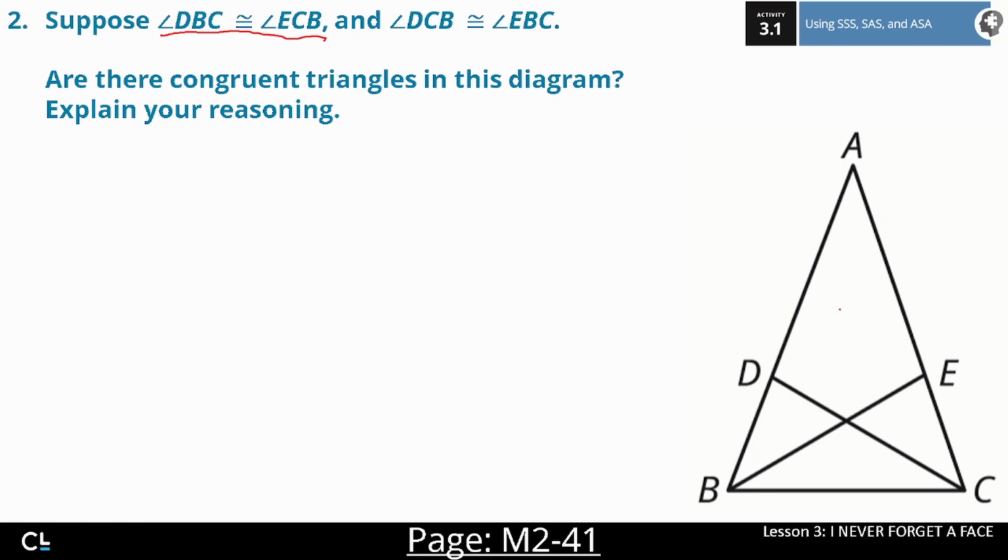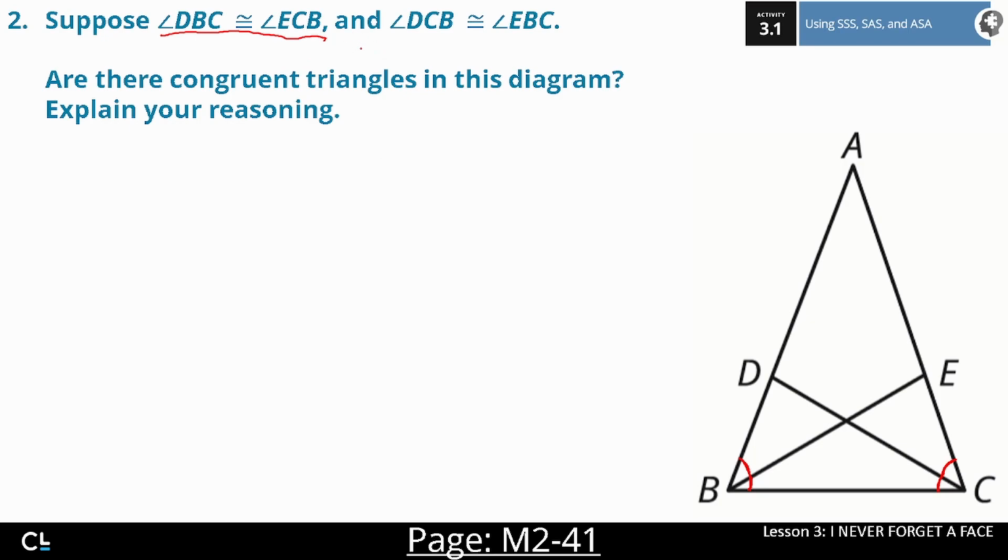So let's mark this up. DBC, where's DBC? We start at D, we go down to B, and we say C. This is this bigger angle here, right? This bigger angle here is DBC. So we put one angle marker there, and we're saying that is congruent to ECB. So ECB is the bigger angle over here, right? Boom. We have those two big angles.